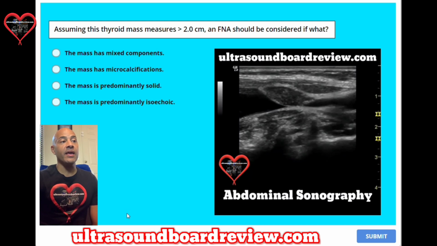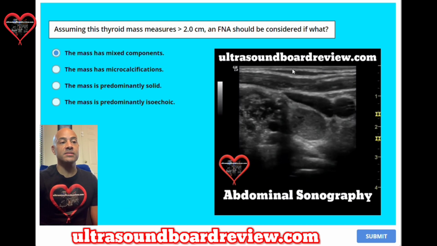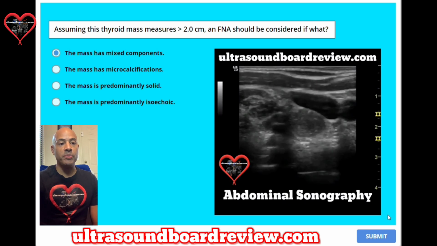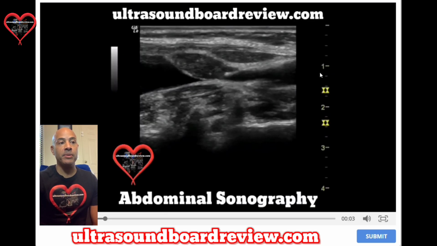The answer is A, if the mass has mixed components. This ultrasound represents a patient who has papillary carcinoma.